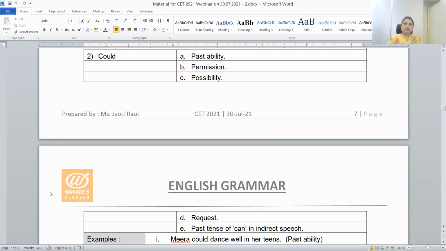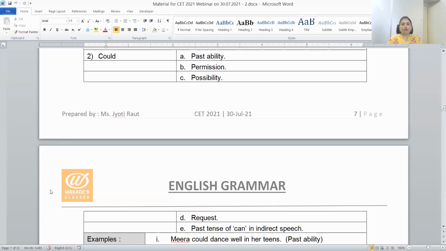Could. Now children, see, isn't could the past tense of can? So if can is present ability, what will be could? Past ability. Hai na? So first function of could is past ability. Second is again permission. And third, C is possibility. Okay, so a past ability, permission, and possibility. Then there is another fourth function, D, request. Sometimes we also use could for request. And the last on the list, past tense of can. Yes, like I just said, could is the past tense of can.